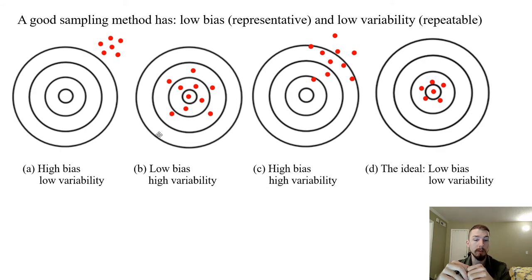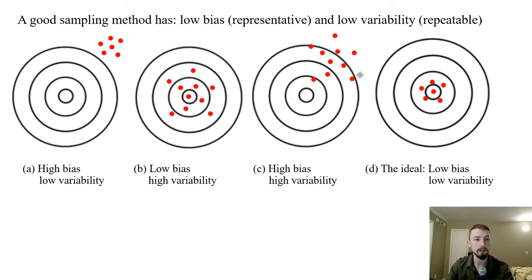Low bias but high variability. So all of our marks are close, but they're spread out, so it's still a wide range. So when you increase the sample size, or it's just not repeatable. High bias and high variability. This is bad. We're off target and it's really sloppy.